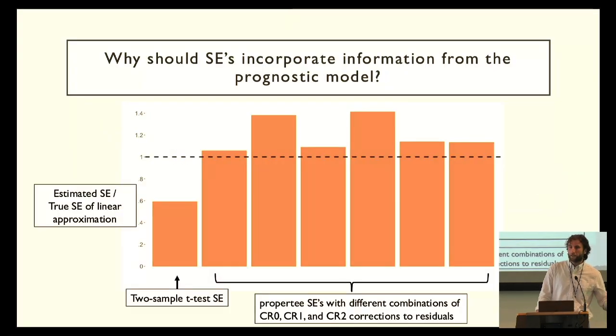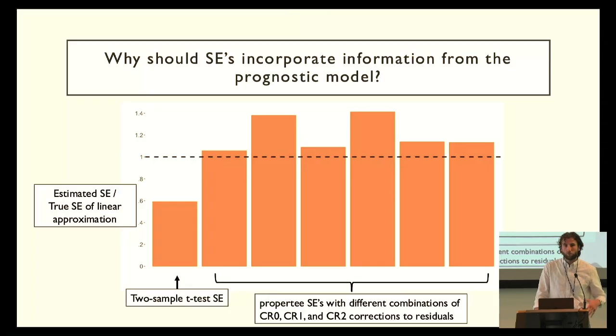cov_adj also quietly extracts information that improves standard errors. What we see here is that the standard error that's usually associated with difference-in-differences type estimates severely underestimates the true variability of the linear approximation to this estimator, which is usually used to derive asymptotic standard errors. And this is in a case where the prognostic model has moderately high dimension. On the other hand, the cluster-robust standard errors provided by propertee conservatively estimate this variability, offering suitable inference.